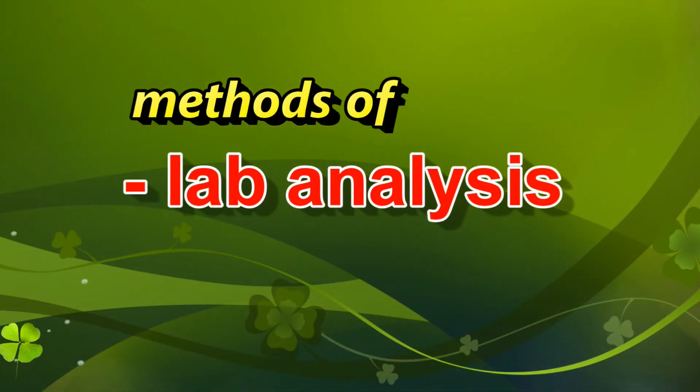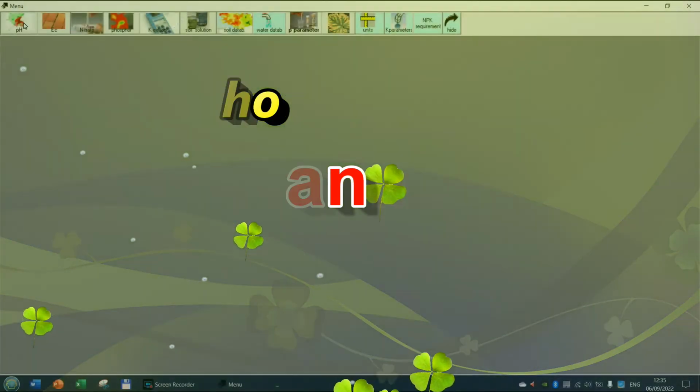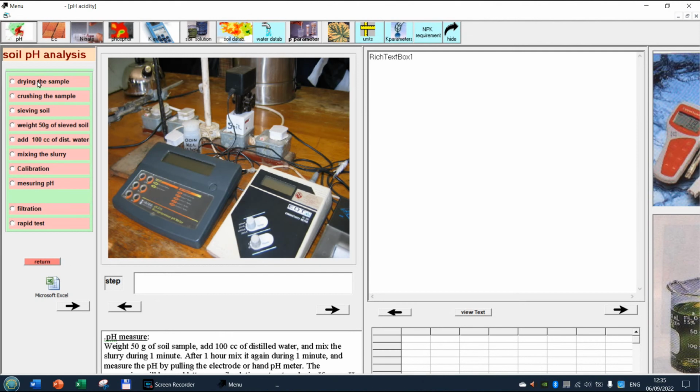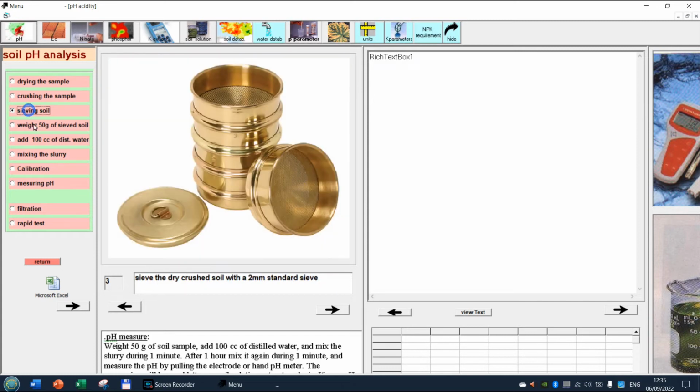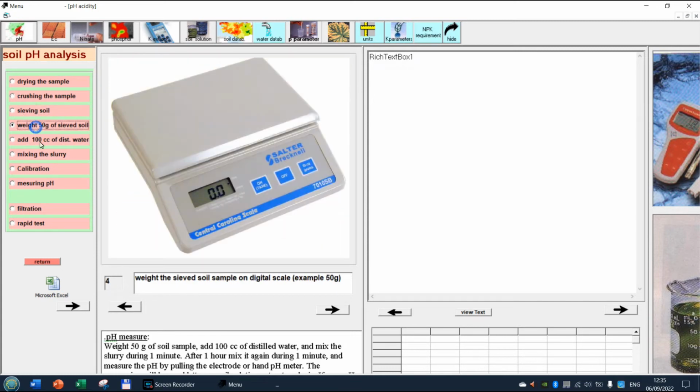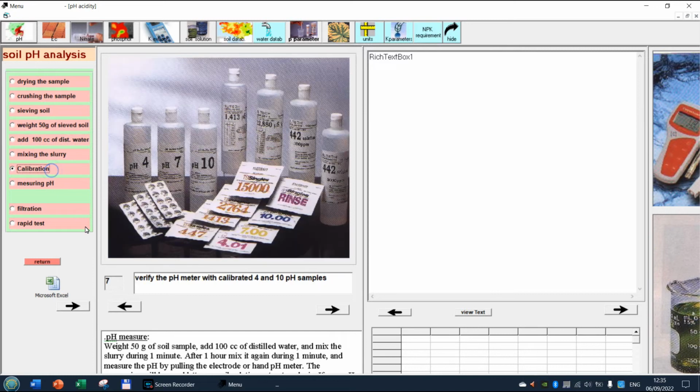We have other methods of analysis, including plant analysis. And here, for instance, I'm showing the different methods of lab analysis. For instance, for the pH, what is the procedure? Step by step: drying, crushing, sieving, weighing, sampling, mixing, calibration, and so on. How we are doing the analysis.